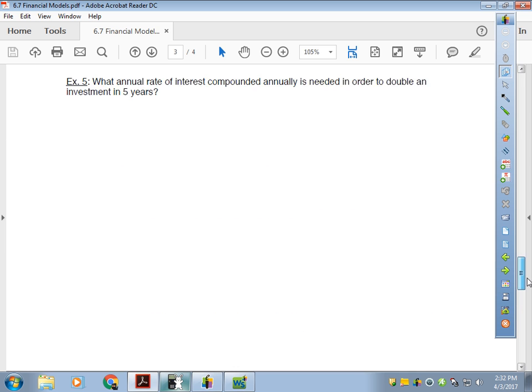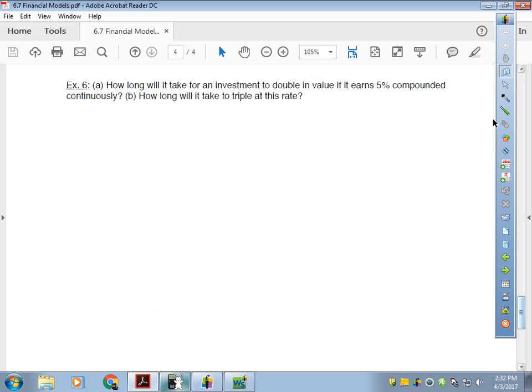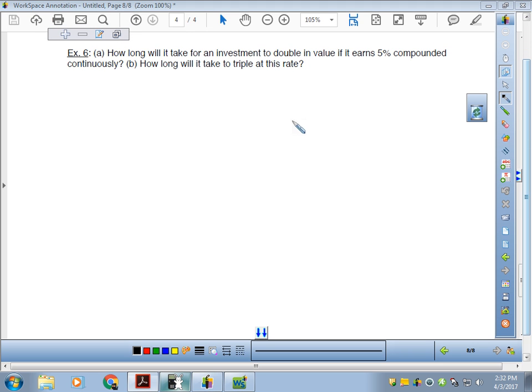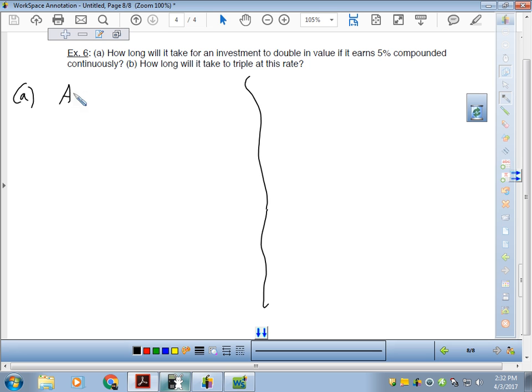This is our very last one. Example 6 asks us, how long will it take for an investment to double in value if it earns 5% compounded continuously? And how long will it take to triple at this rate? So, 2 different things to do. In part A, we want to double at 5% compounded continuously. So for continuous, this is our formula: A equals PE to the RT.